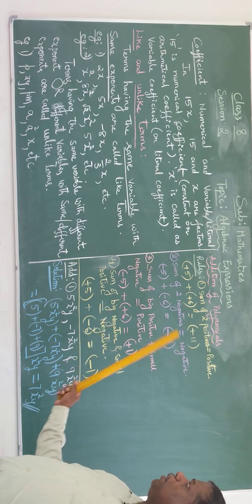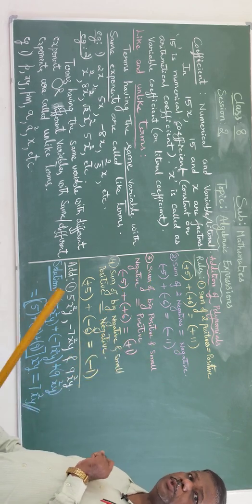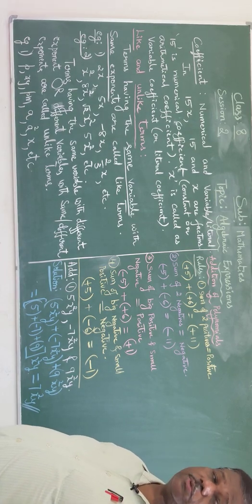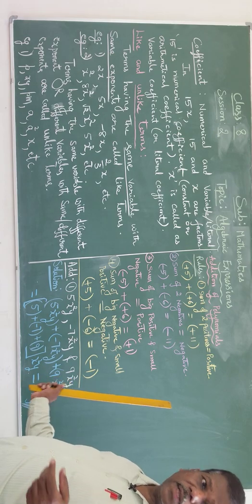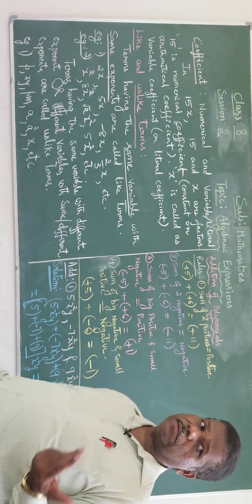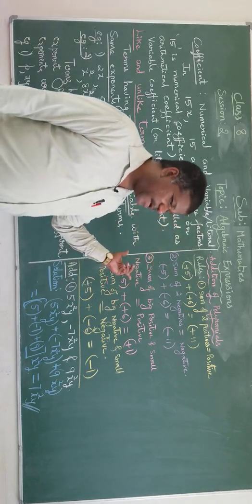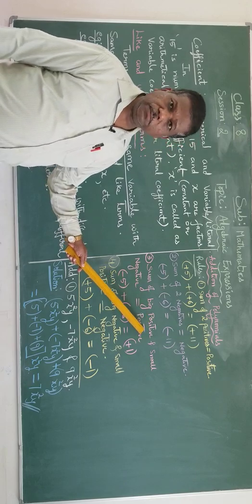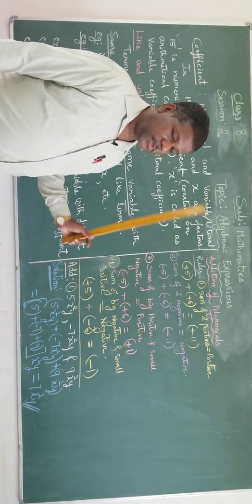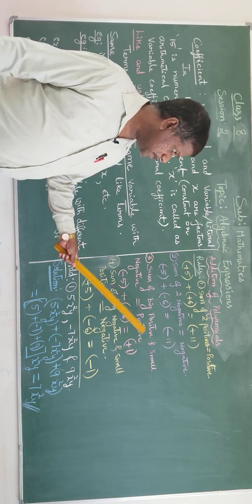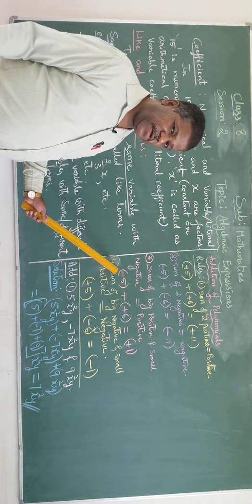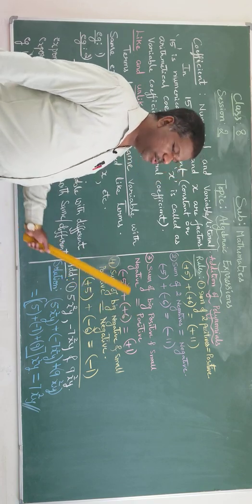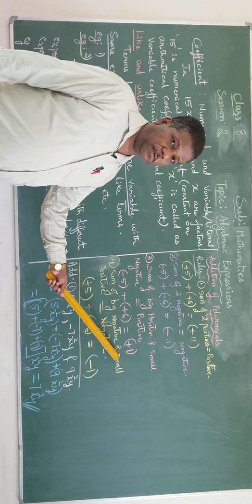Third rule: the sum of a big positive number and a small negative number is always positive. The number which is positive should be big, and the number which is negative should be small. So big positive, small negative, then the result is always positive. Example: minus 5, which is a small negative number, plus 6, a big positive number. When you add these two, you get plus 1.